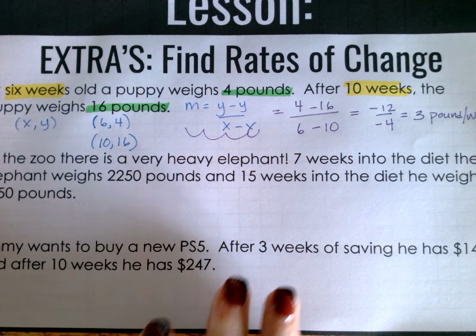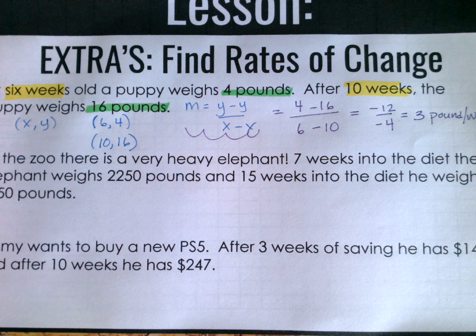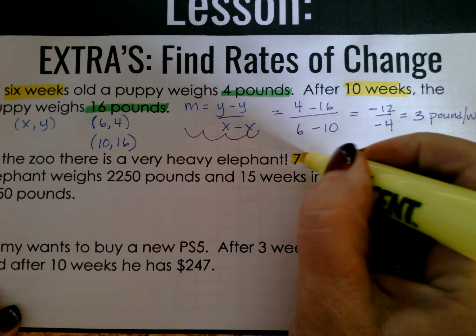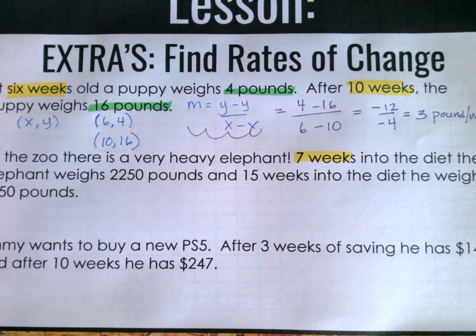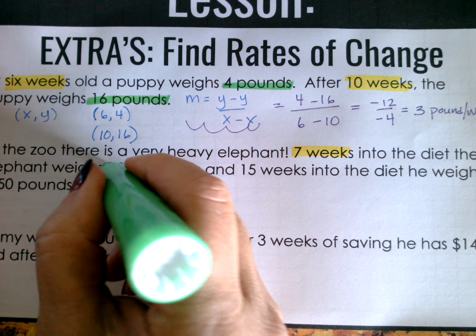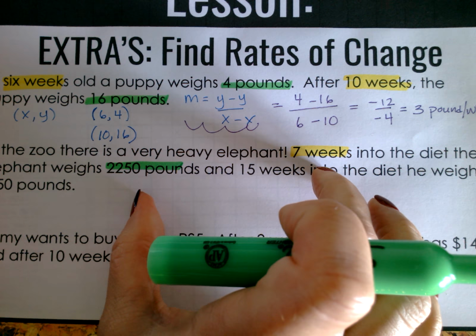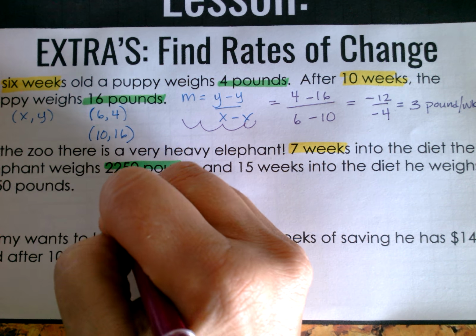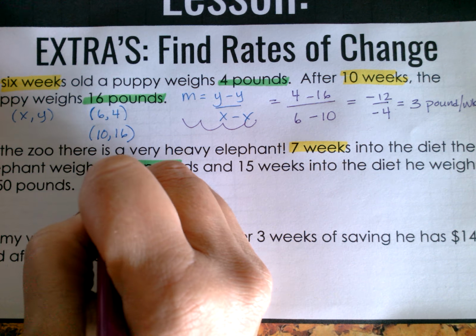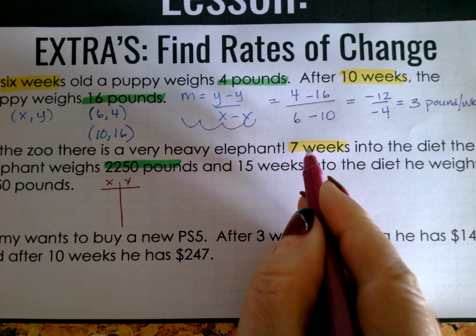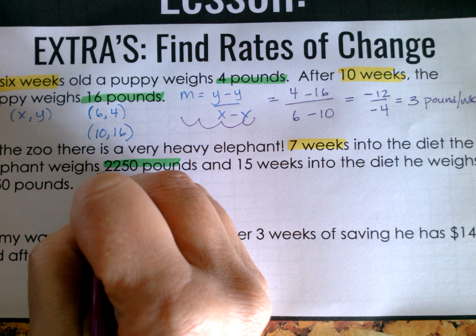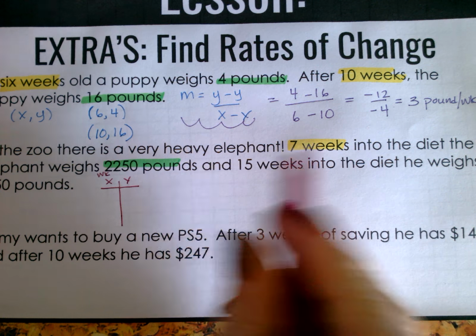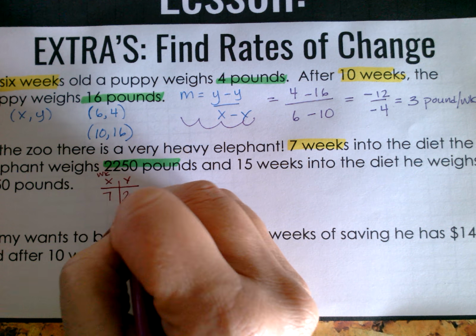The next one. At the zoo, there is a very heavy elephant. 7 weeks into a diet, so there's my unit of time, the elephant weighs 2,250 pounds. Okay, so these two go together. That information is related. This time, I'm just going to make a little table. It doesn't matter. I know that weeks is a unit of time, independent variable.